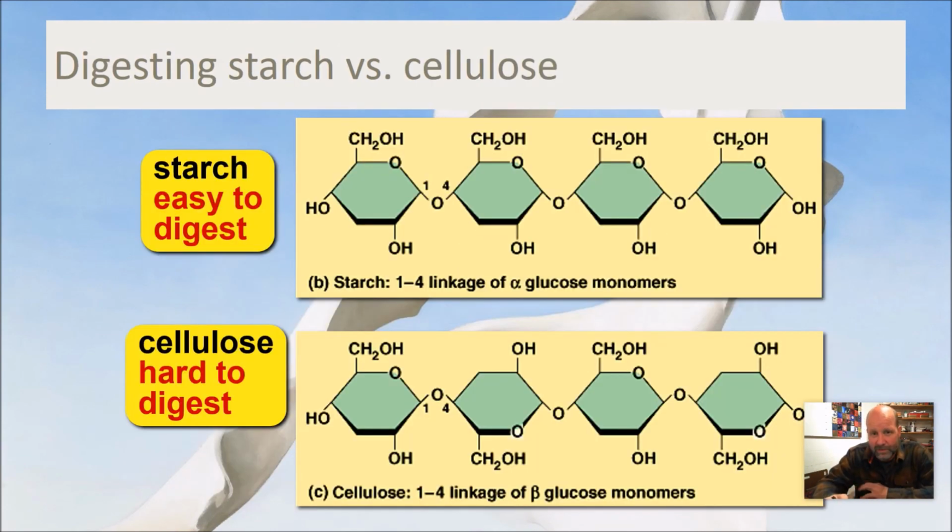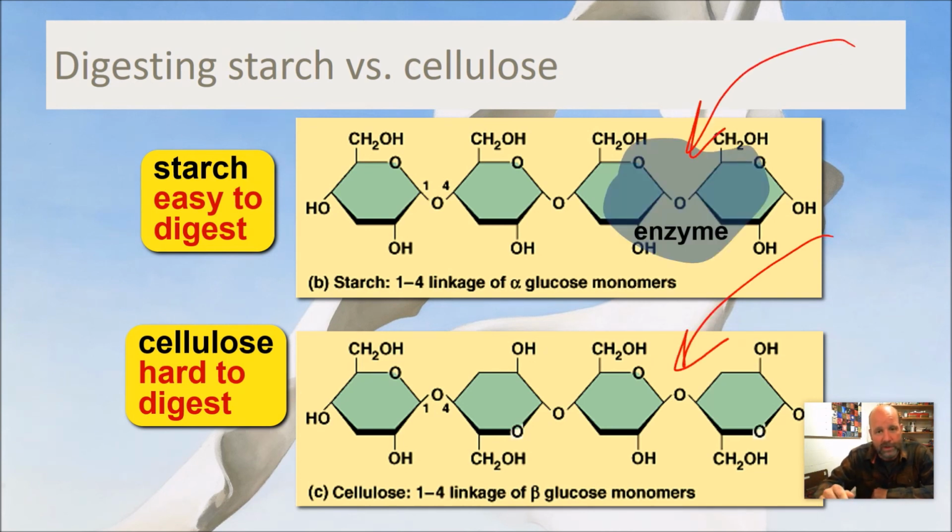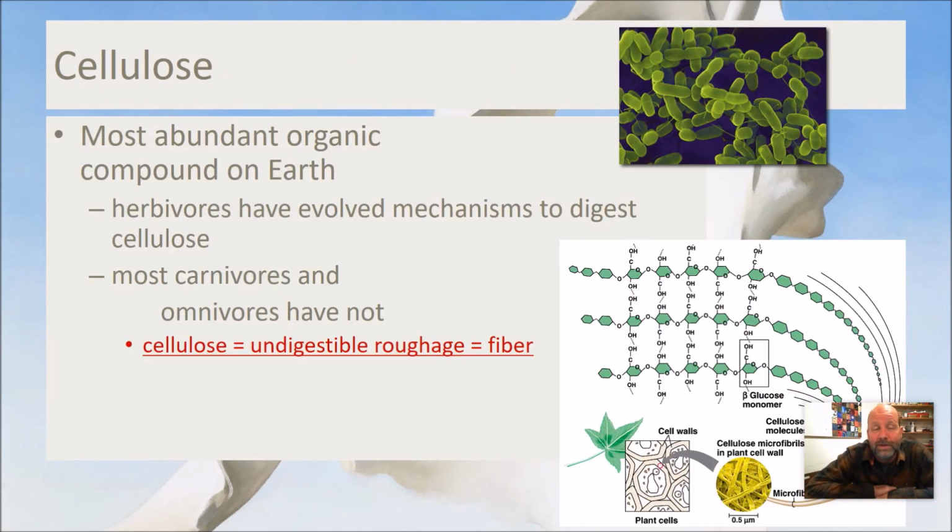Starch is very easy to digest by just about everything on Earth, and cellulose is very difficult to digest, and the enzymes to do that are very rare. So we have enzymes to break down starch. We do not have enzymes to break down cellulose. Cellulose is an extremely abundant compound. It is everywhere. It's in all plants. It's the structure of all plants. It's the bulk of all plants.